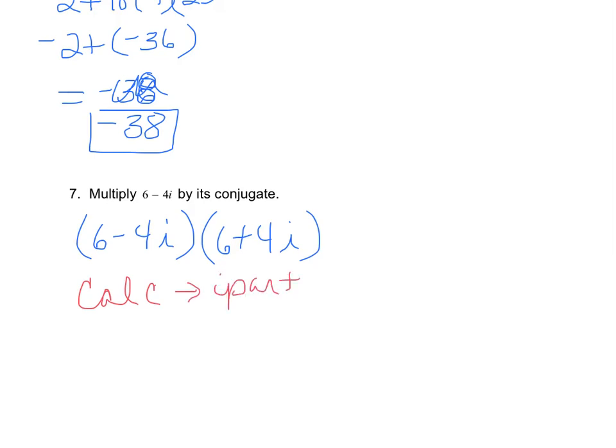So you're going to go Math, scroll over to Numeration, down to number 3 for I part, type in 6 minus 4i, close the parentheses, open up a set of parentheses, 6 plus 4i, close that set of parentheses, and hit enter, and hopefully you achieved 52.